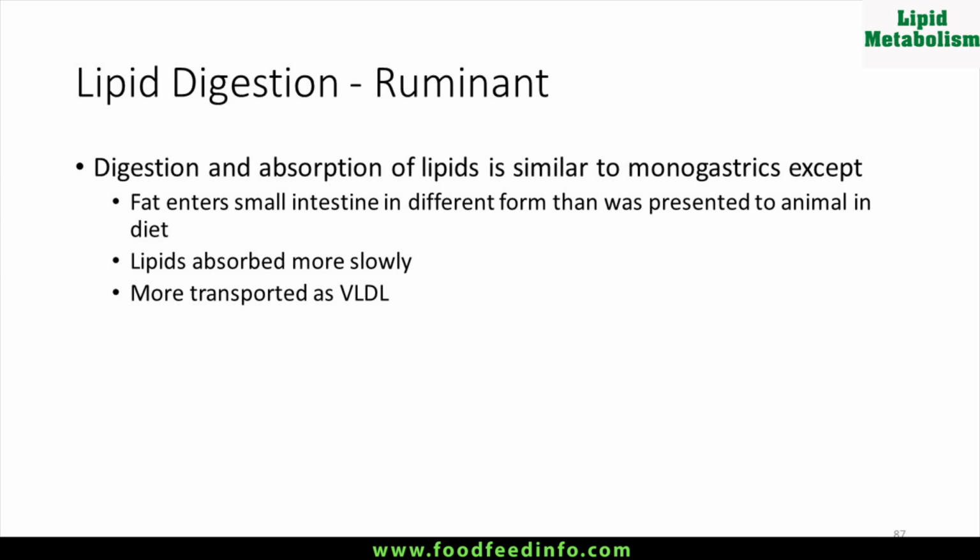Digestion and absorption of lipid in ruminant animals is similar to that in monogastrics, except the fat enters the small intestine in a different form than was presented in the animal diet. The reason is the biohydrogenation and other processes going on in the rumen. Lipid is absorbed more slowly and more is transported as very low density lipoprotein.